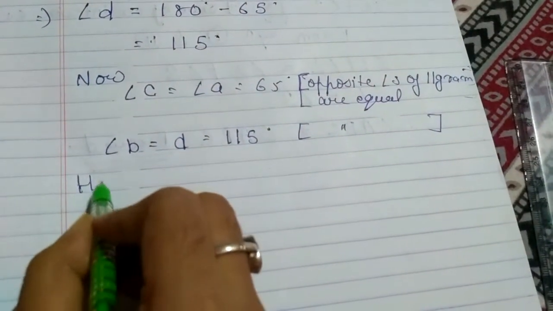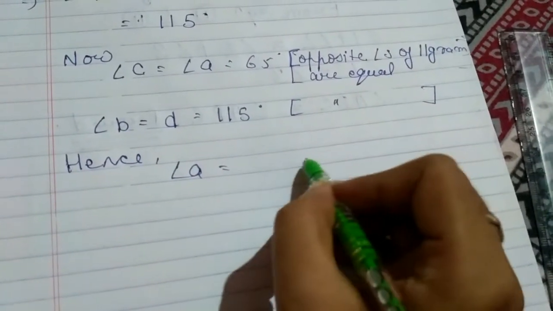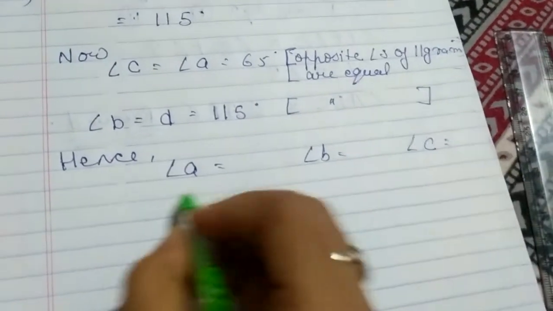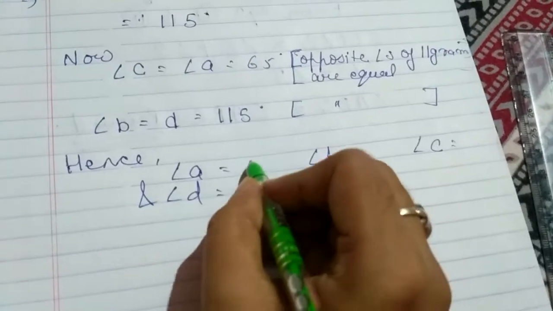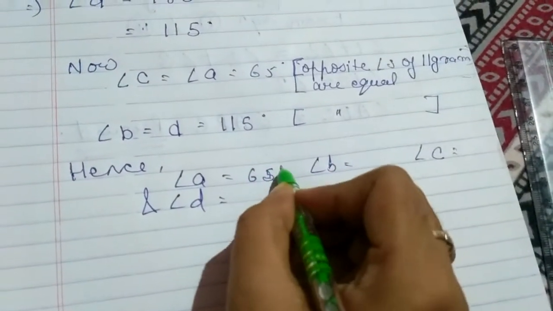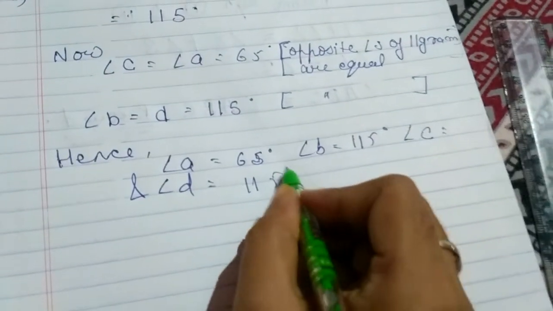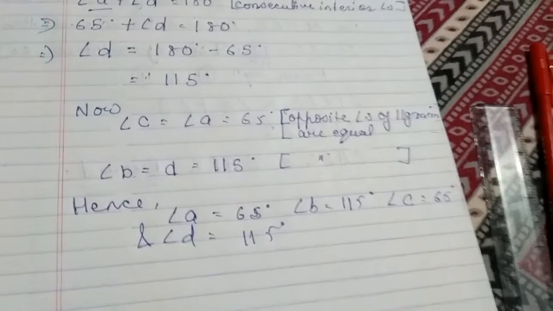Now hence angle A, angle B, angle C and angle D. Okay, so 65 degree, 115 degree, 115 degree, and here is again 65 degree. So this is your last conclusion.